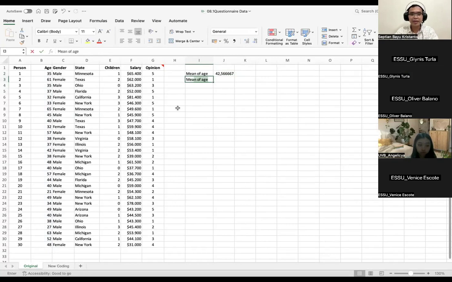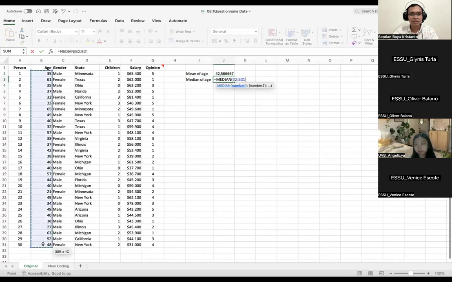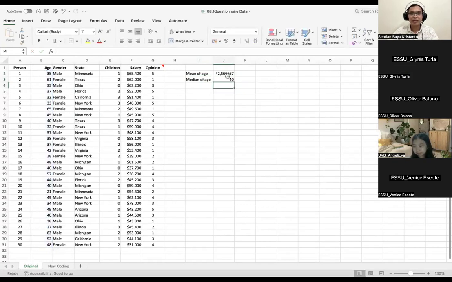Okay, what is the median of this data? The median of age: you can use the formula median, like in the PowerPoint. Here we find the number 40. How do you know it's 40? We have 30 data points, so the median is in the data containing number 15 and 16.